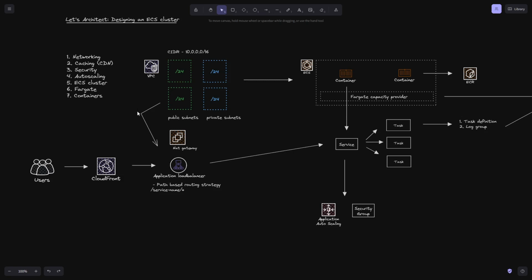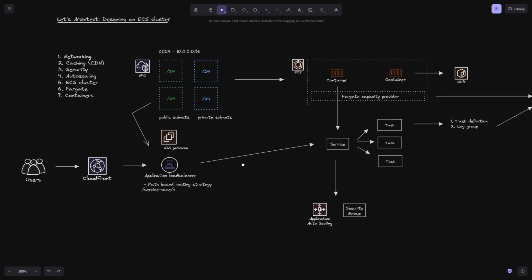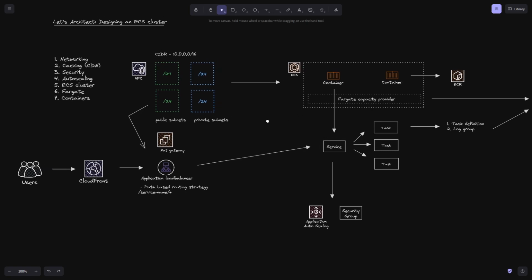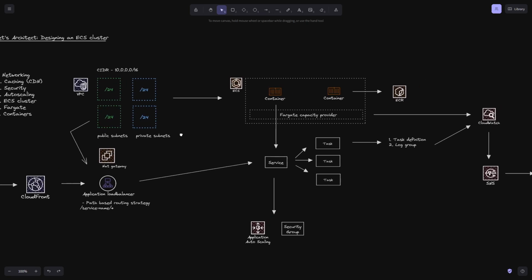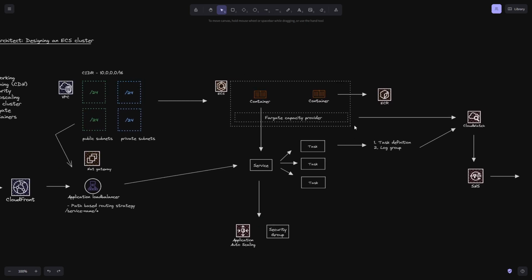Now, with networking and caching taken care of, the next thing would be to think about the cluster setup itself. I'll come back to security and autoscaling because the cluster needs to exist before I can actually do that. So in terms of the cluster itself, I'll have an ECS cluster, as you can see here. And obviously within our ECS cluster, there will be containers that are running.